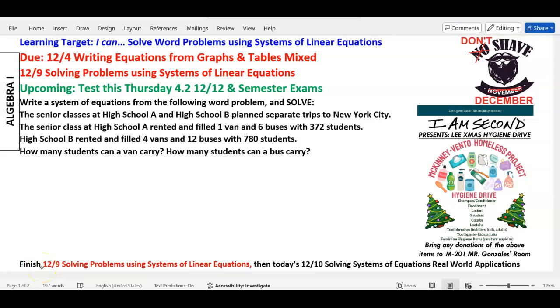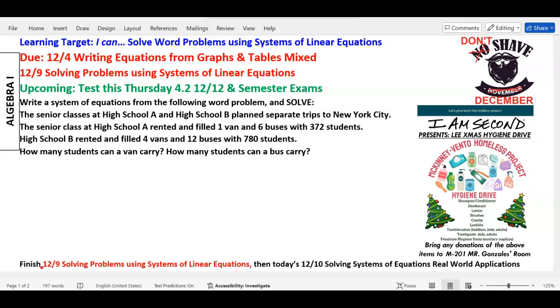Hygiene drive. If y'all have any new or unused hygiene items, go ahead and put them under the hygiene tree in the back, right? Yes, 2 assignments need to be turned in, 12-4 and 12-9. Test is Thursday, review tomorrow. I already said that, but all right. Warm up. There we go.